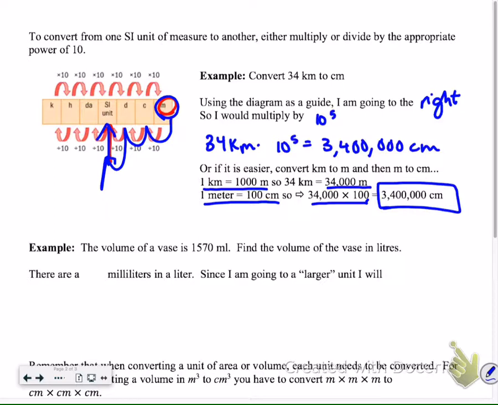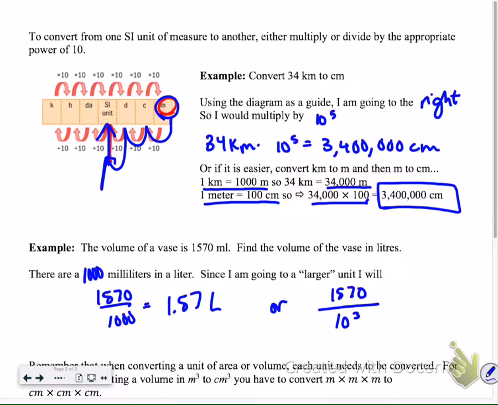Or, again, I think it's pretty common knowledge that there are 1,000 milliliters in a liter. So we're going to take our 1570 divided by 1,000, and we get 1.57 liters. Or, like I said, we could take our 1570, divide it by our 10 to the 3rd, because we went 3 places to the left, and you get the same answer.